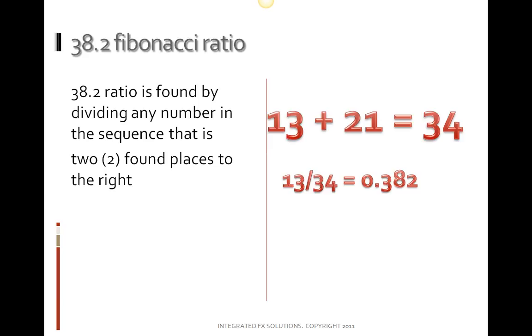38.2 Fibonacci ratio. The 38.2 ratio is found by dividing any number in the sequence by the number found 2 places to the right. Now I pick 13, 21, 34. 13 divided by 34 will give 0.382. Take three numbers and carry out the same division. You will arrive at 0.382. That's amazing.